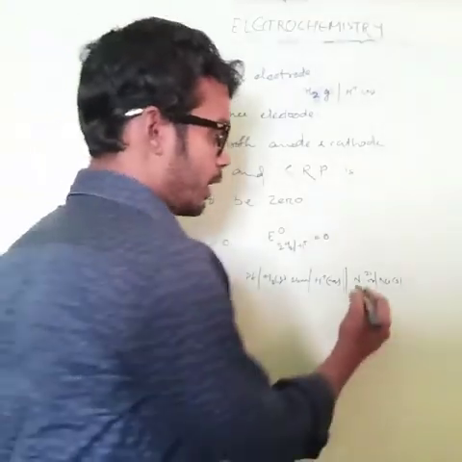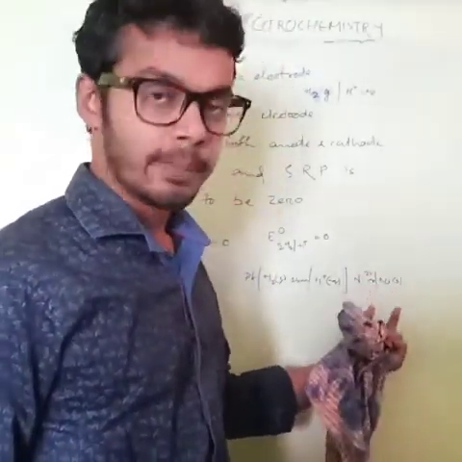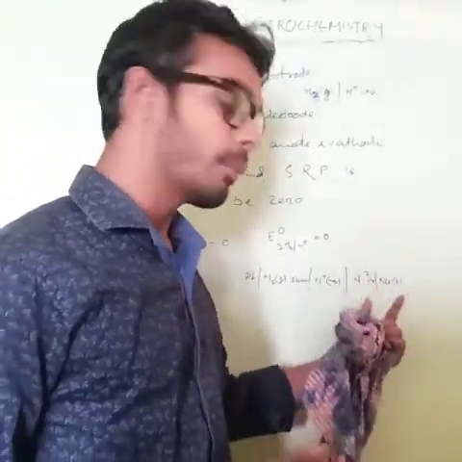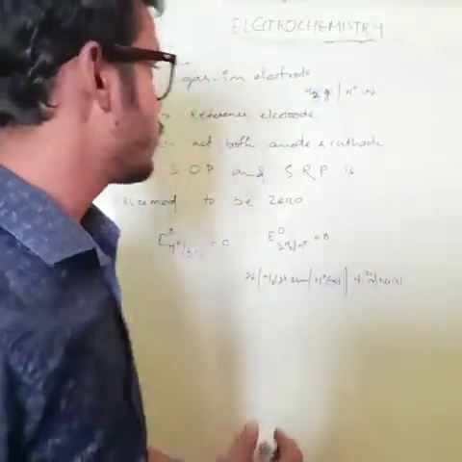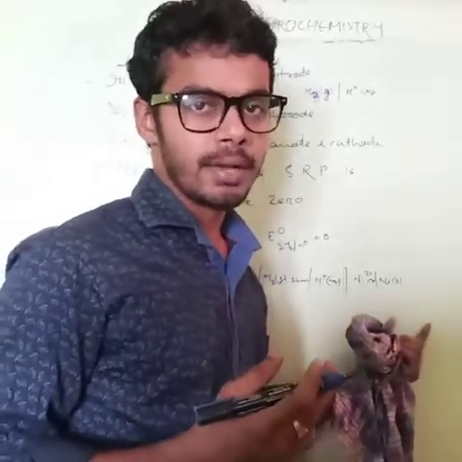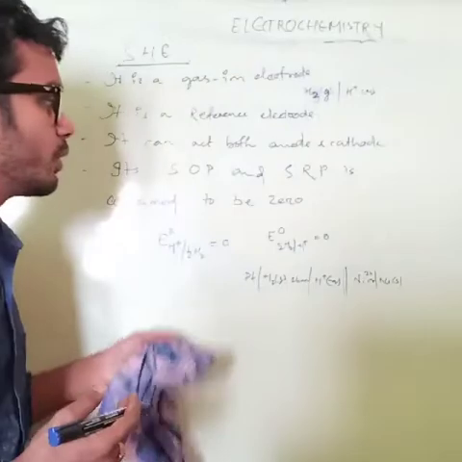If in place of nickel it is zinc, then you can know the standard potential value of zinc. If you take copper, then you can know the standard potential value of copper. So by this we have calculated the standard values of these electrodes. Okay, so these are the 4 points that you need to remember.